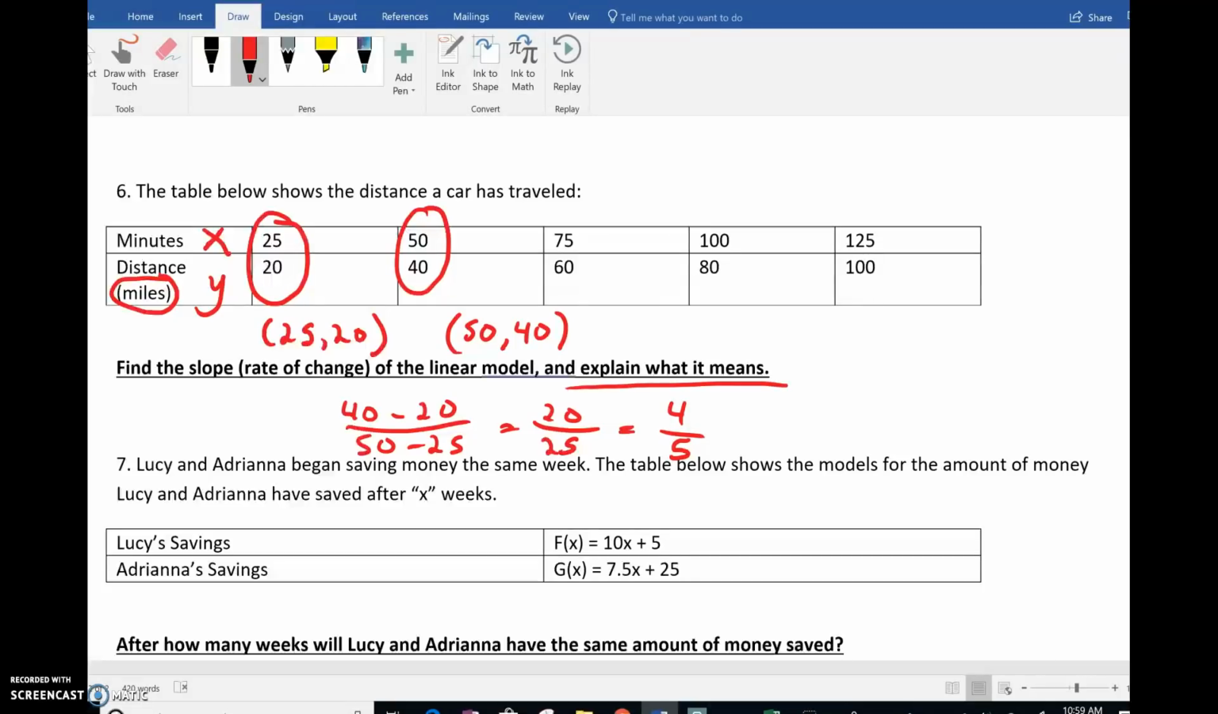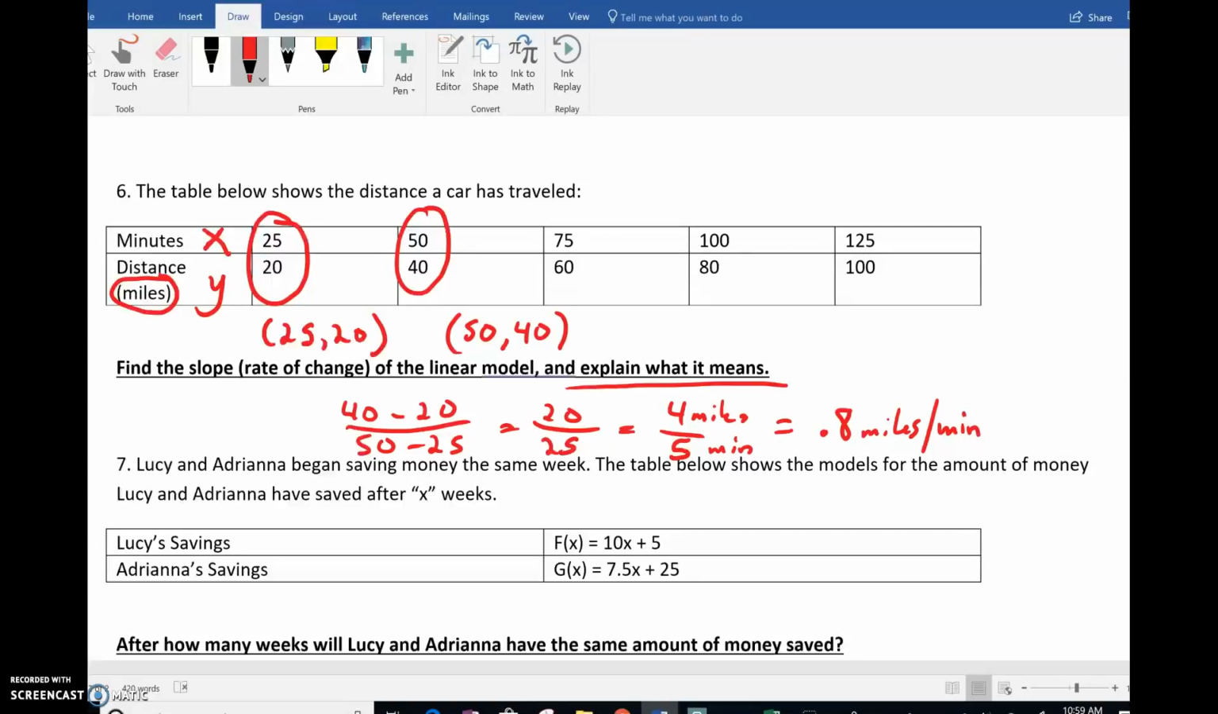Okay. So what does that mean in the context? Well, that means, since we put y's on top, this is 4 miles every 5 minutes. If we really wanted to go farther, then that's if we divided those, 4 divided by 5, you get 0.8 miles per minute.